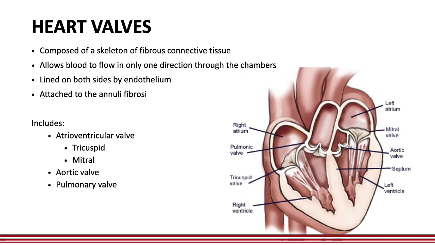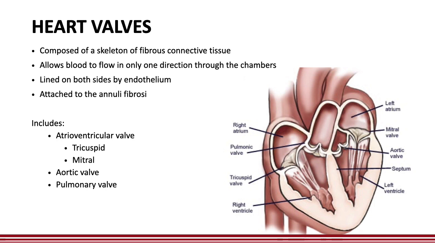The heart valves, on the other hand, are composed of a skeleton of fibrous connective tissue, which is continuous with the fibrous system of the heart. It allows blood to flow only in one direction through the chambers because as blood rushes through the next chamber, the backflow causes the valves to close. Okay? It is also lined on both sides by endothelium and are attached to the annuli fibrosi.